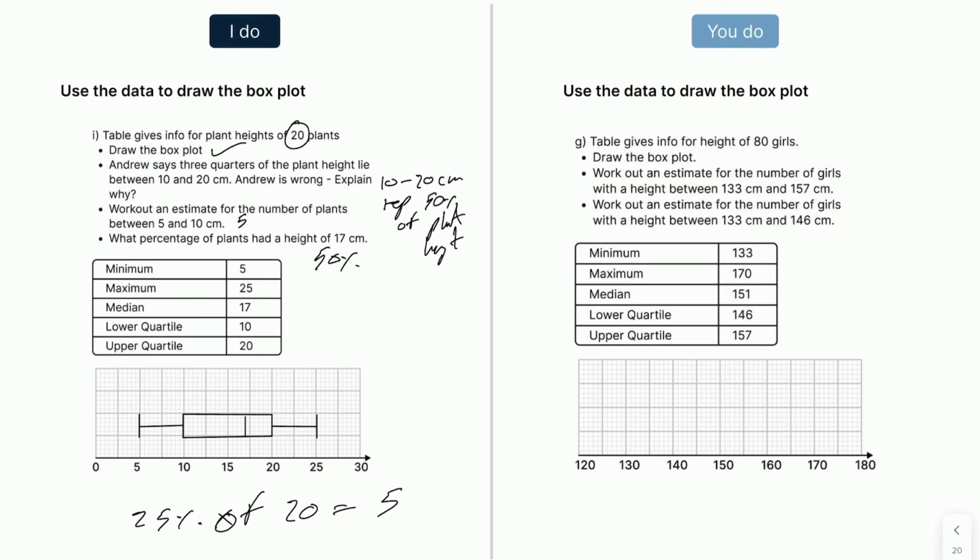So again, hopefully you pressed pause and had a go at the example on the right. So drawing the box plot, 133 is there. 170 is there. 151 is there. 146 is there. Upper quartile, 157 is there.